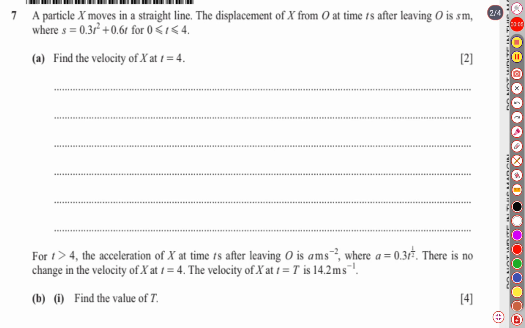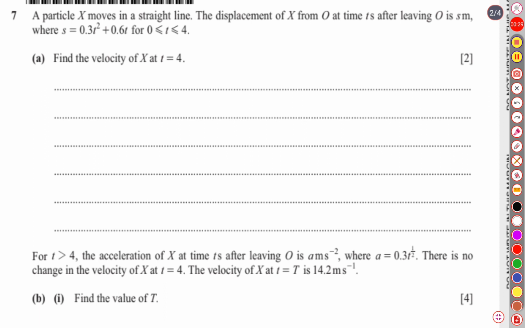Today we are going to solve a question from mechanics, and this particular question belongs to paper 9709/43 for the session May June 25. We are going to solve the last of all questions of this paper, which is question number 7, and it is based on kinematics. Let's read the question.